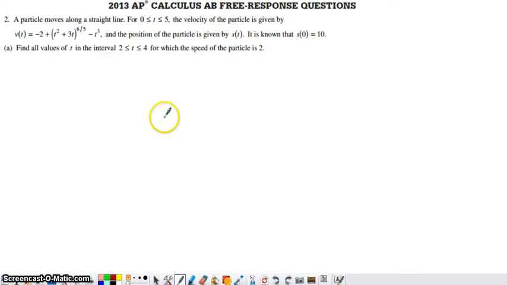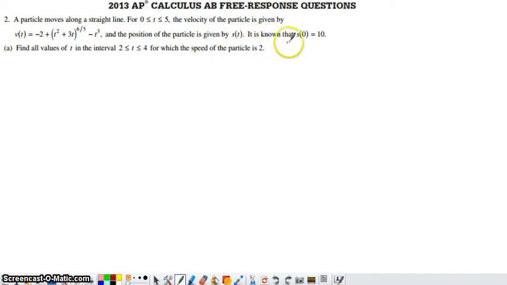So this is a video where we'll look at part A of problem number 2 from the 2013 AB exam. And this is definitely a calculator problem, and the situation that they present is that a particle is moving along a straight line, and for the interval from 0 to 5 the velocity of the particle is given by this pretty ugly looking function, and the position of the particle is given by some unspecified function s of t.